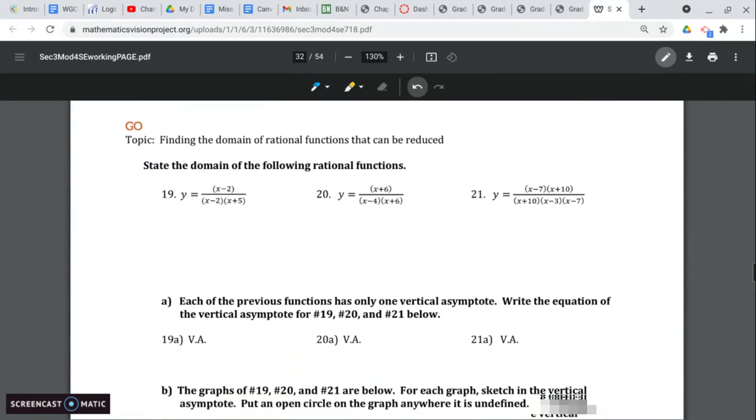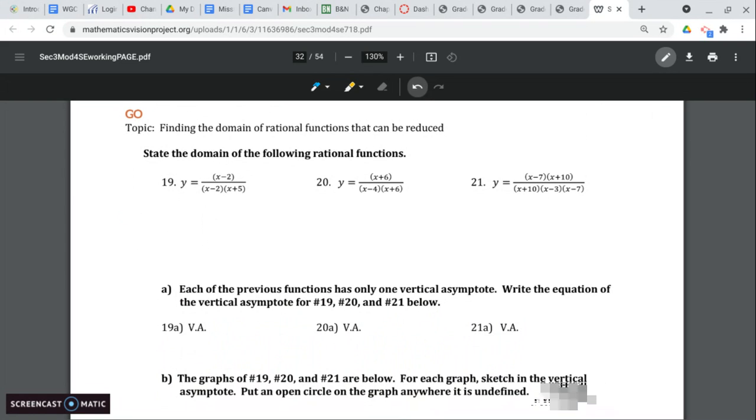All right. And the last section, finding the domain of rational functions that can be reduced. State the domain of the following rational functions. So for 19, we have y equals x minus 2 over x minus 2 times x minus 5. So domain is all reals except x cannot equal 2 or negative 5. Remember, it's just the opposite of what we have for each of these, okay?